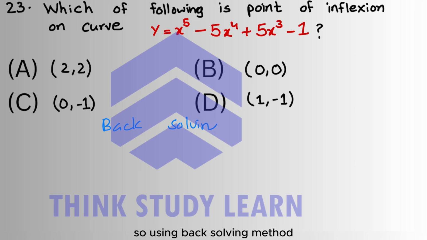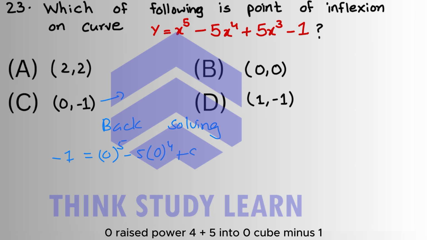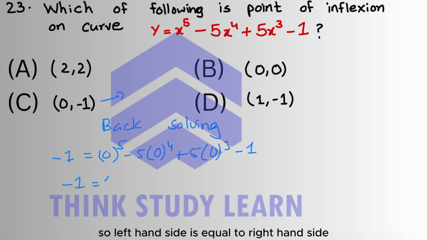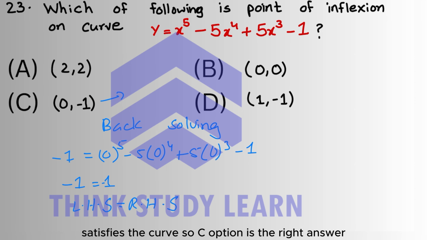So using the back-solving method, we will put all the points in the equation given to us in the question. So putting the C option here in the question, we will put the point: minus 1 is equal to 0 raised to the power 5 minus 5 times 0 raised to the power 4 plus 5 into 0 cube minus 1. So left hand side is equal to right hand side. It means this C option satisfies the curve. So C option is the right answer.